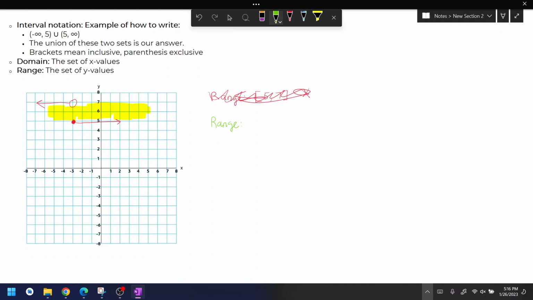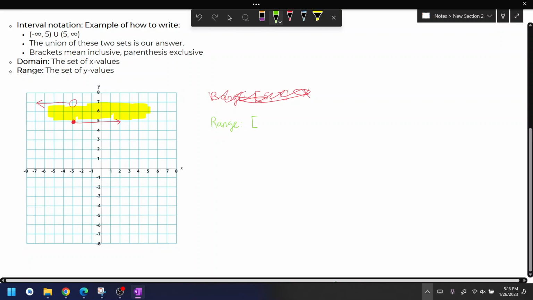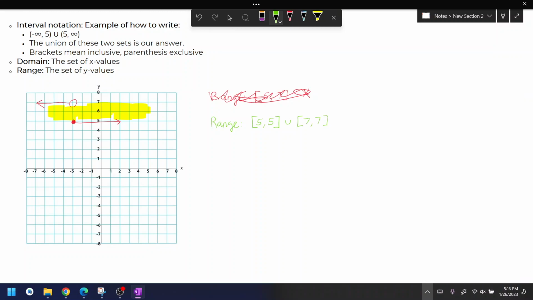Instead, if we want to represent 5 and 7, only those two values, but still keep interval notation, you can simply write it like this. So that is going to tell us our 5, and then this would tell us our 7. So that is how you would write the range for this problem, because we're including the y equals 5 here, these values, and then we're also including y equals 7 here.